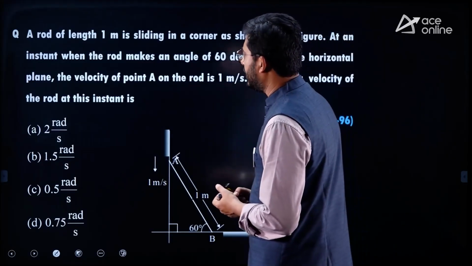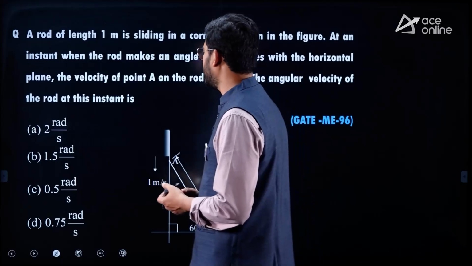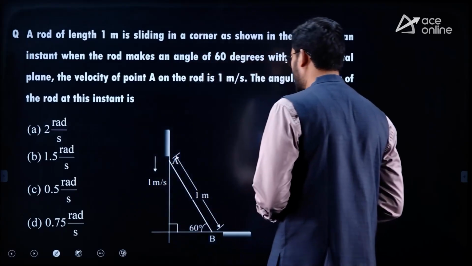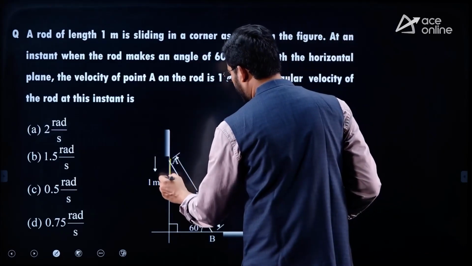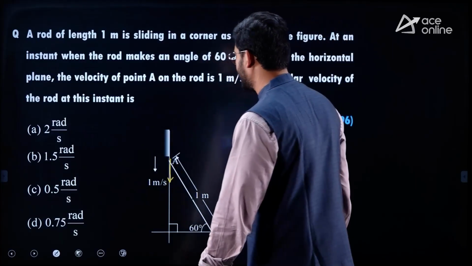Next question, a rod of length 1 meter is sliding in the corner as shown in the figure. At an instant when the rod makes an angle of 60 degrees with the horizontal, the velocity of point A on the rod is 1 meter per second. So A is descending down with 1 meter per second. The angular velocity of the rod at this instant is dash.